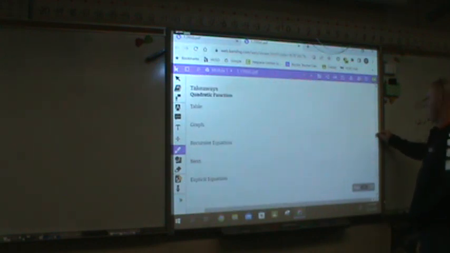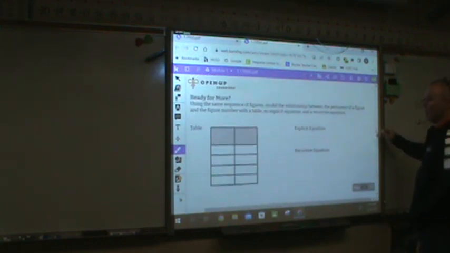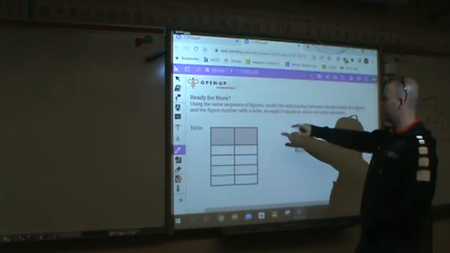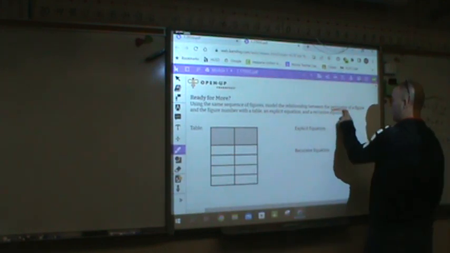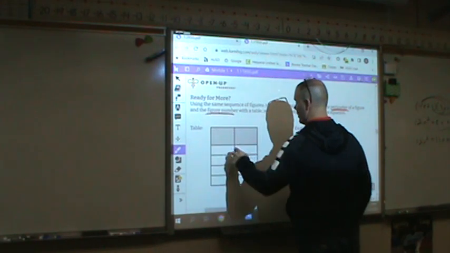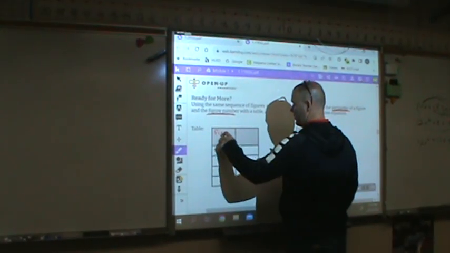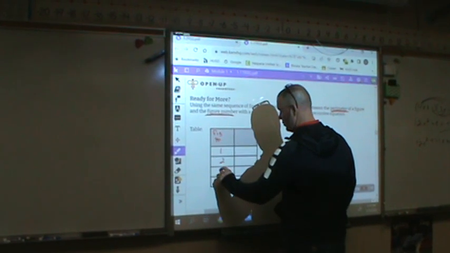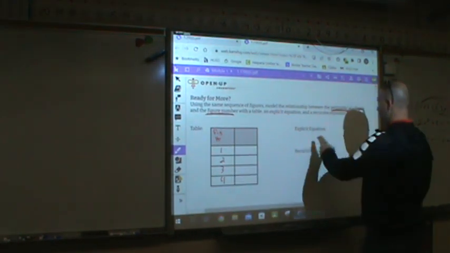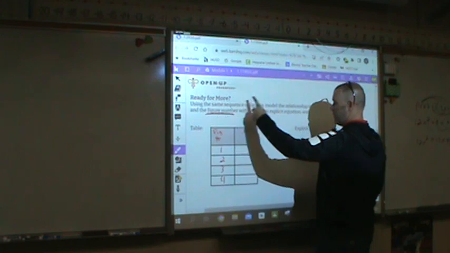All right, now we come back up here, and it says, ready for more. Using the same sequence of figures, model the relationship between the perimeter and the figure number. We're going to use this table right here. Well, here's the figure number. It's 1, 2, 3, 4. And it says the figure number and perimeter.